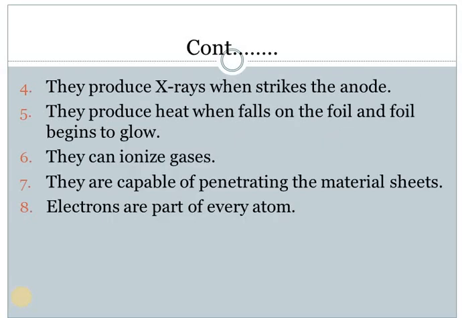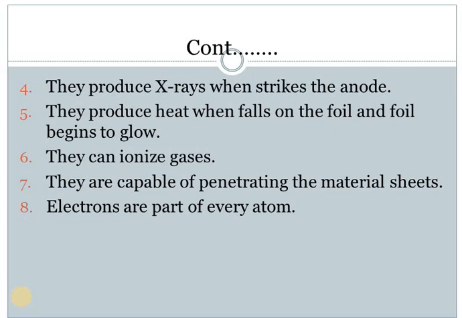Fourth point is that they produce X-rays when they strike the anode. It means that when cathode rays are coming and striking the anode or the electrode, knocking out electrons from them, the energy which is liberated is in the form of X-rays. So it means that the cathode rays have the ability to produce X-rays.